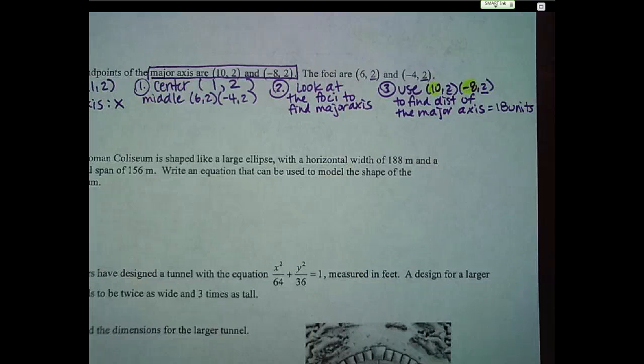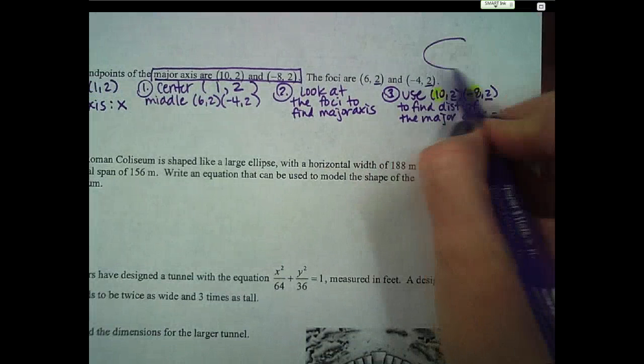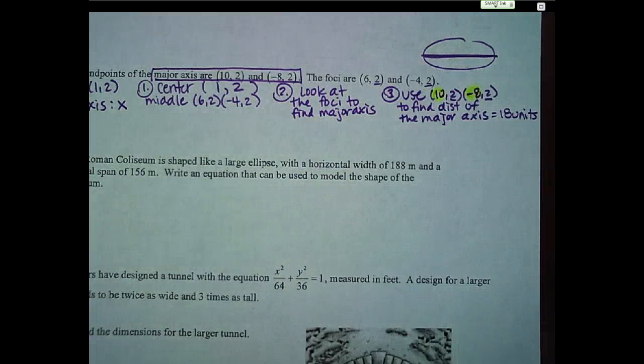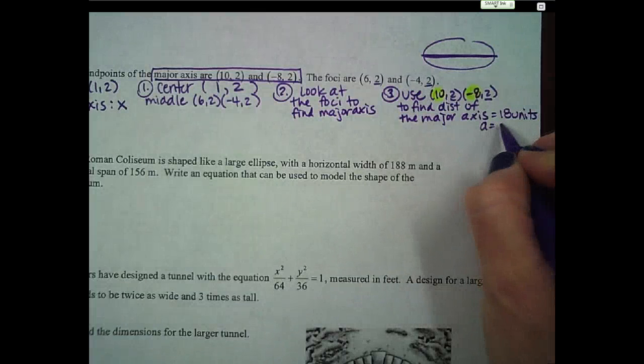Now, remember, if you're going to draw a picture, that means the whole thing is 18 units. But all I want is A. So what's A going to be? A is half of that, 9.